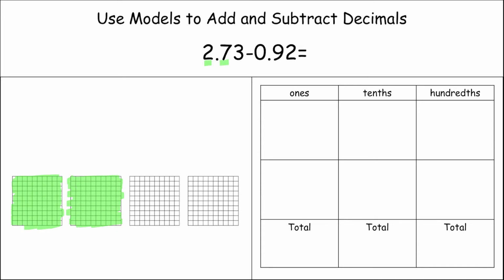Seven tenths. 1, 2, 3, 4, 5, 6, 7, and 3 hundredths. 1, 2, 3.